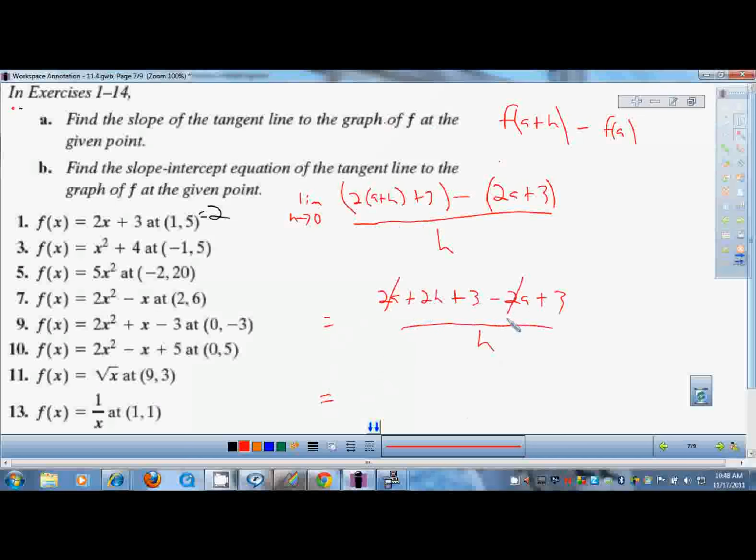The 2a minus 2a, what else? Oh, I'm sorry, this is minus 3. The negative distributed. What was it? The 3's are going to cancel. And what'd you say?